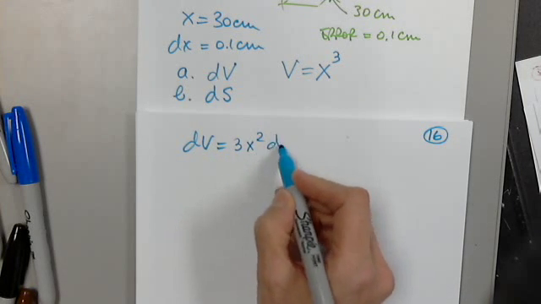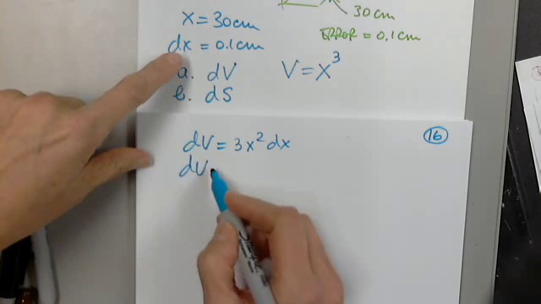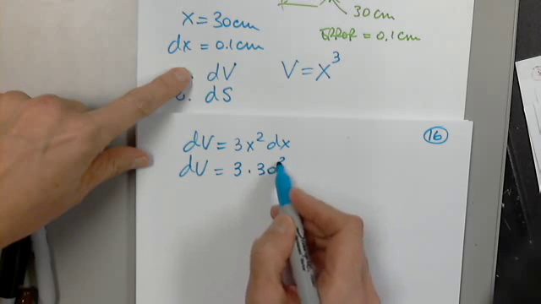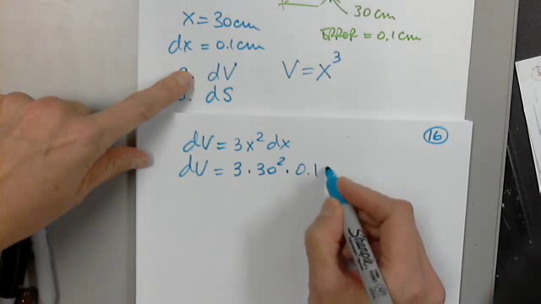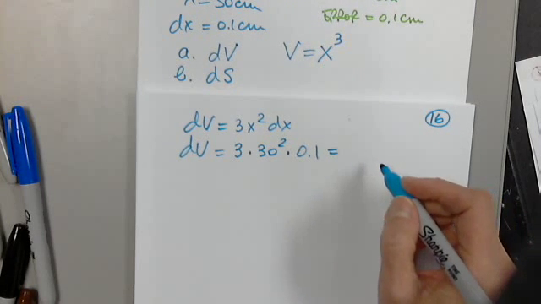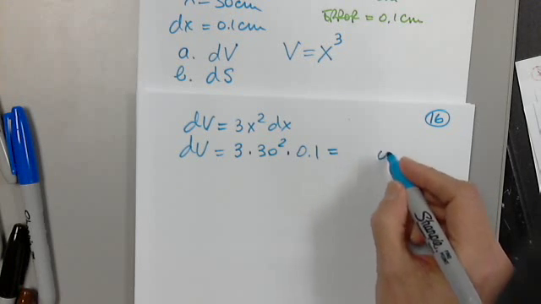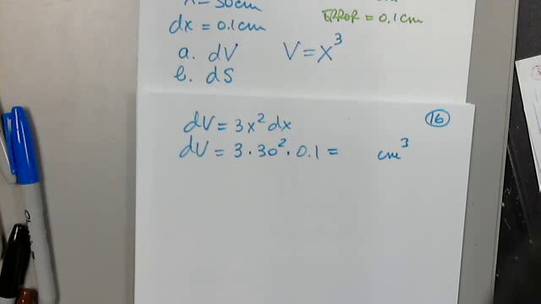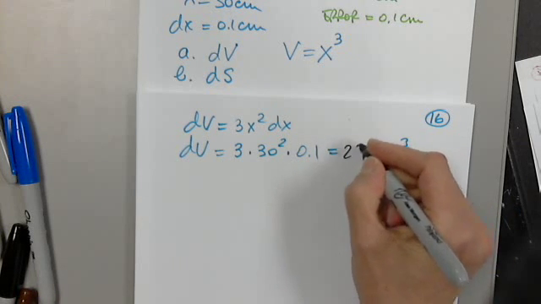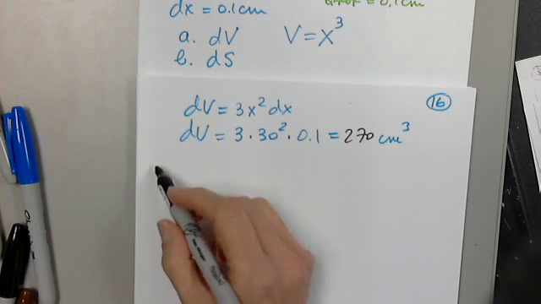Yes. Very good. So now I'm ready to plug in the numbers. So dV equals 3 multiplied by 30 squared and multiplied by 0.1. And you will give me the calculation, but tell me what is the measurement unit first? Centimeters cubed, right? Because it's the error in the volume. 270? Yes? Okay.